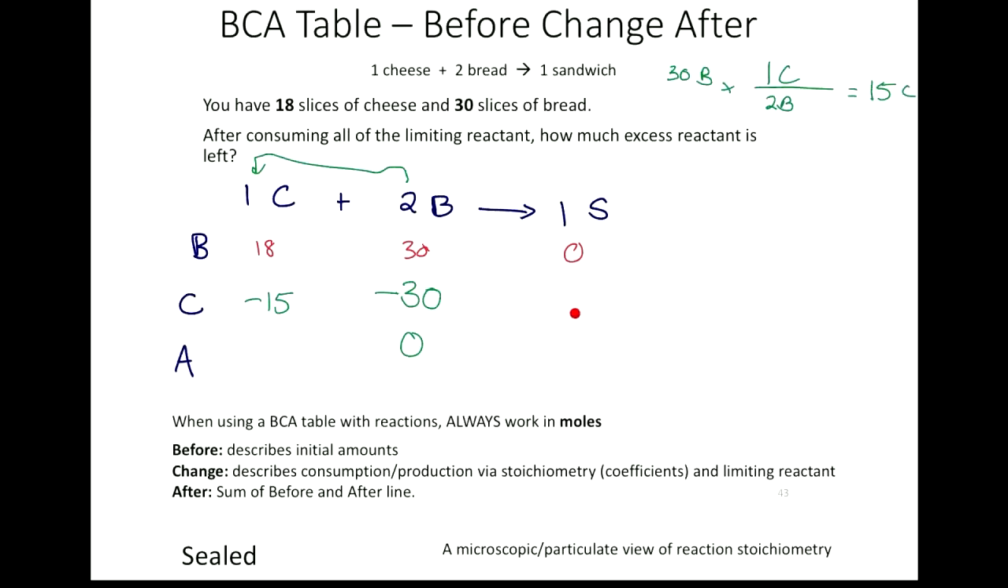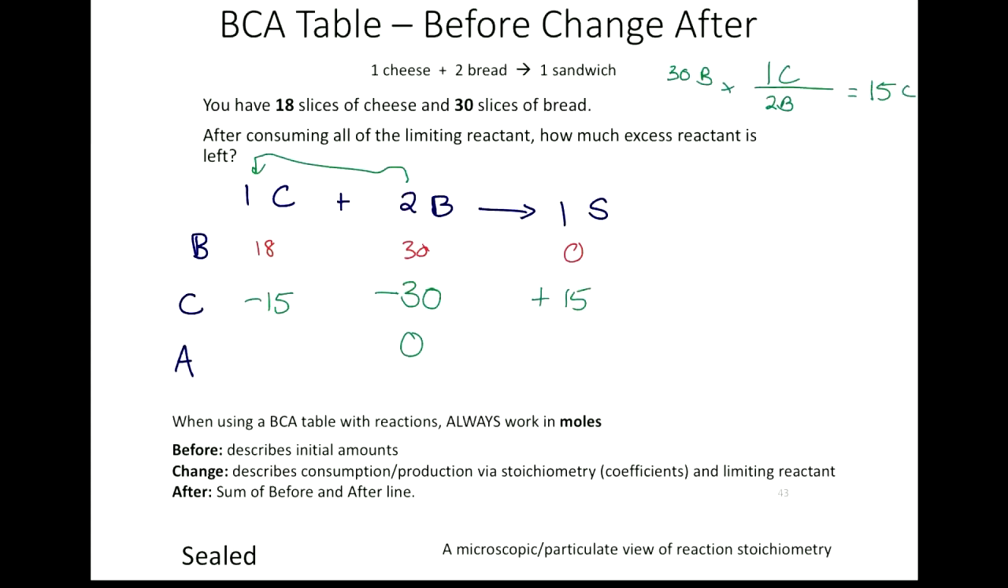Let's also look at sandwiches here. If we consume 30 breads, how many sandwiches do we make? Or think this way, if we consume 15 cheeses, how many sandwiches do we make? 15, but is it minus 15? It's plus 15. Yes, plus 15. Again, all of that's dictated by stoichiometry. See how this is a 1-to-1 ratio? See how this is a 2-to-1 ratio? Okay, now you just add everything up.